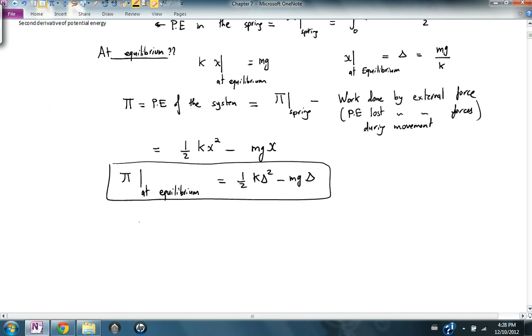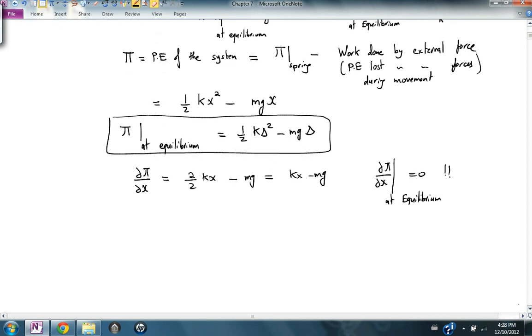So I'm going to take the partial derivative of pi with respect to x. Partial pi with respect to x is equal to 2 over 2 kx minus mg, which is equal to kx minus mg. Now, the partial derivative of the potential energy with respect to x at equilibrium is equal to 0. So what does this tell me about pi?